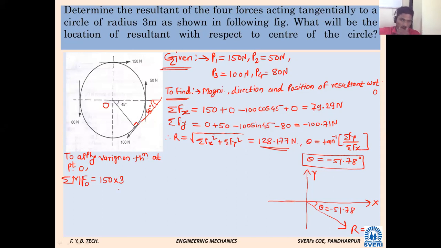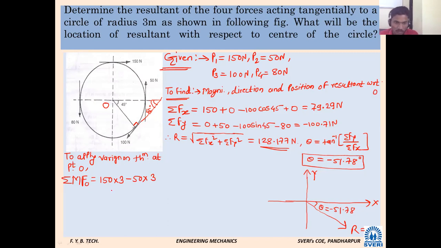Next force, which is our next force? 50 Newton. Tell me, if point O is fixed and the 50 Newton force is applied at that point, vertically, how will the object rotate? Anti-clockwise. So 50 into 3.